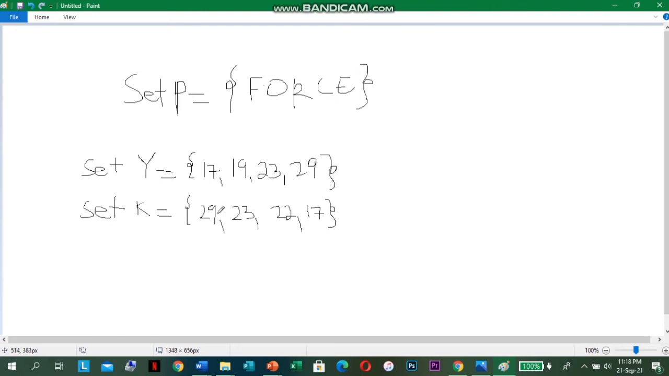Now, if you look on both sets, in set Y you have 17, in set K you also have 17. In set Y you have 19, there is no 19 in set K. Set Y has 23, set K also contains 23. 29 in set Y, 29 also in set K. There is no 22 in set Y, but there is 22 in set K. So therefore, this set is not an equal set.